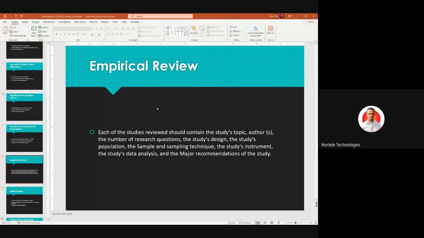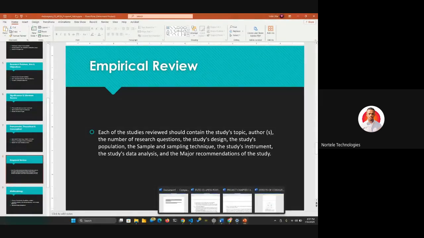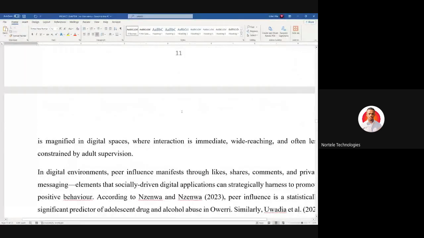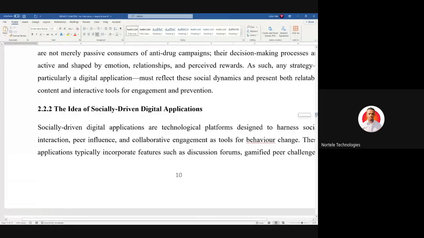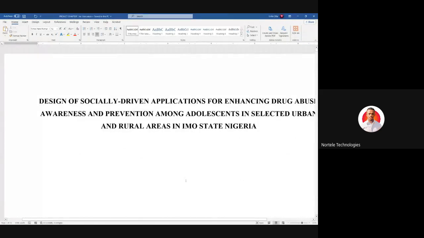Now, you must find out in your research gap, what exactly did they do, what did they do in there? What did they not do? What is the part they left out? For instance, if Obi and Ada et al. 2025 did a spatial distribution of, or let's say they did, let me use this topic now, let's say design of socially driven applications for enhancing drug abuse awareness and prevention.